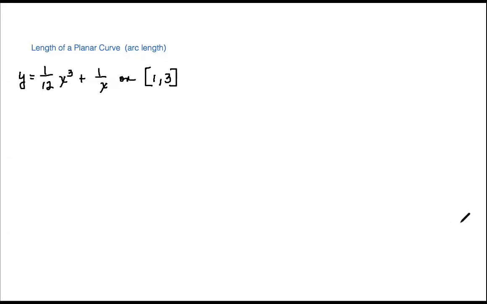So in order to do this, the first thing you'll need to know is the formula for how to find the length of a planar curve. This is definitely one you will want to have memorized. The formula states that the arc length, or the length of the curve, and we use the variable s to represent that, is the integral from a to b of the square root of 1 plus the derivative of the function in question, squared, dx. So that's the formula you'll want to have memorized.